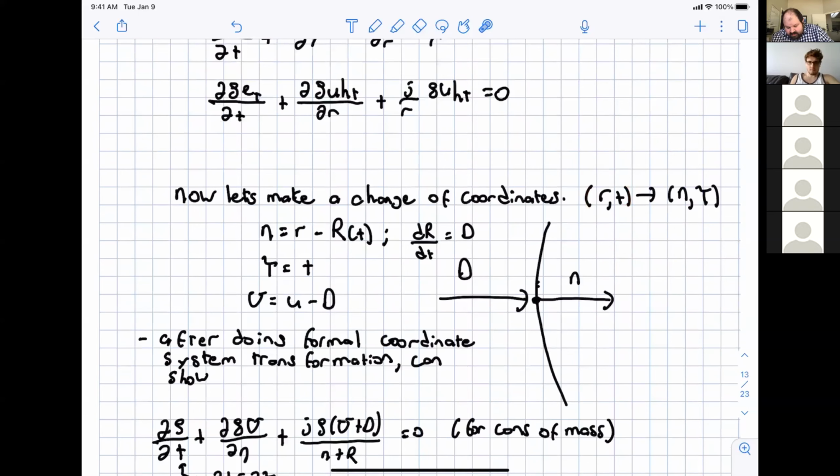Our RT coordinate system, we're going to map it to a coordinate system in the normal direction, and instead of time, we are going to have tau. Okay, and I'm going to define n as r minus R, the radial position. Recall that in our system, R was basically down here, and so we are defining n as the radial position minus the detonation position.